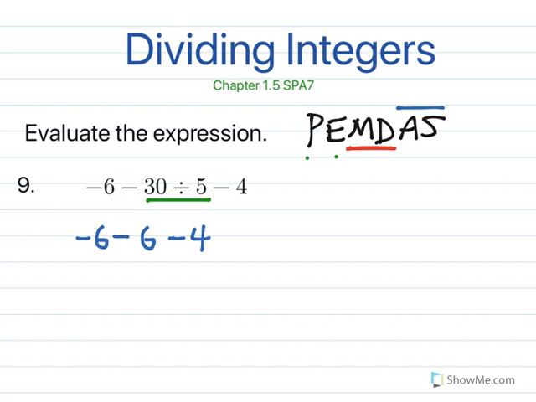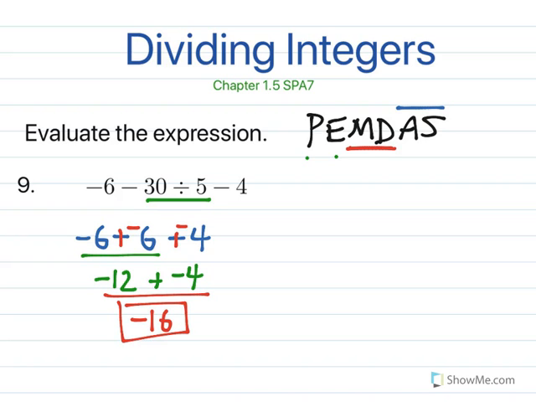subtracting 4. Now, what I am going to do here is make this into a plus negative. So now, negative 6 and negative 6 is negative 12, plus negative 4. And then negative 12 plus negative 4 is negative 16. So our final answer is negative 16.